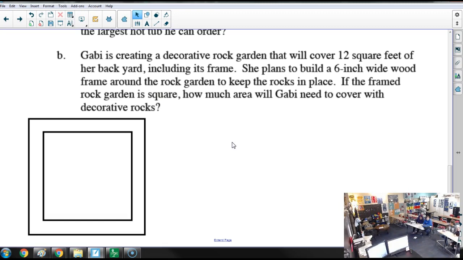Wait, okay, then what are you doing? Oh, it's 12 square feet. Yeah, 12 square feet. I read that wrong. It's not 12 feet, I was like squared.